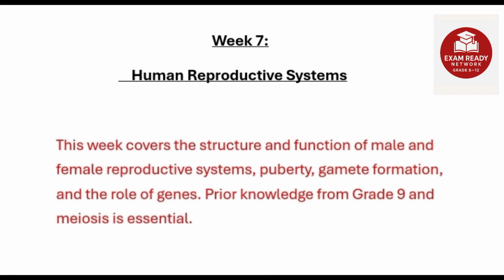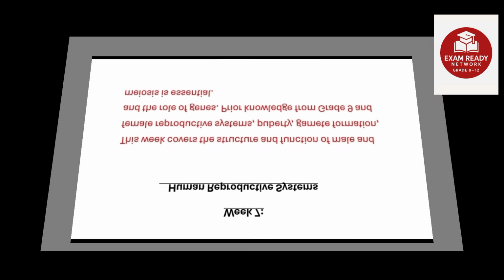Week 7, human reproductive systems. This week covers the structure and functions of the male and female reproductive systems, puberty, gamete formation, and the role of genes. Prior knowledge from grade 9 and meiosis is essential. So the human reproductive system is one of the compulsory topics because it contains a lot of marks actually, so you must make sure that you study it.